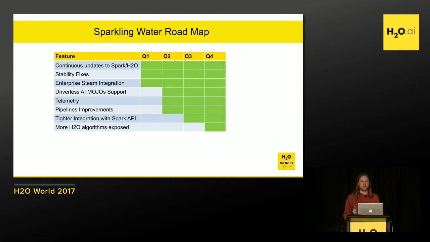Let me introduce also the Sparkling Water roadmap. So what's ahead of us? We have a few features coming. For Q1, we plan mostly stability fixes and upgrades to H2O and Spark. So making sure that we use all the features with the latest Spark 2.2 and that we integrate nicely. We also plan to do some stability fixes. We would like to improve some heartbeat issues, which we see in environments with high workloads. And we would like also to integrate Steam.